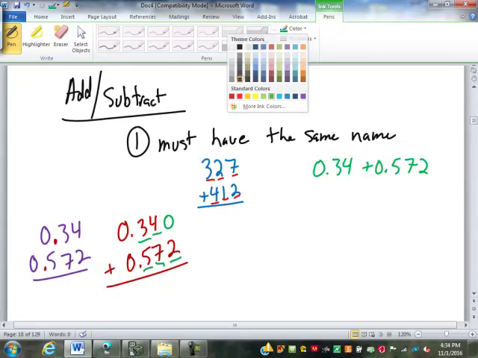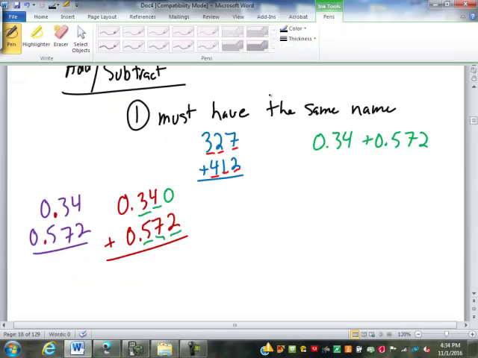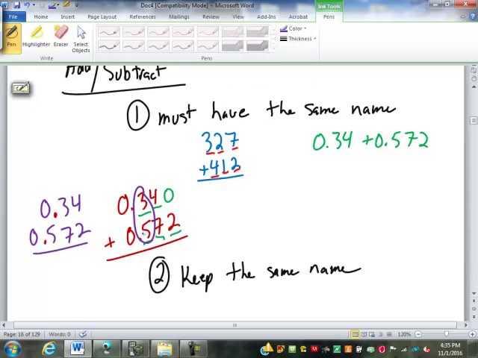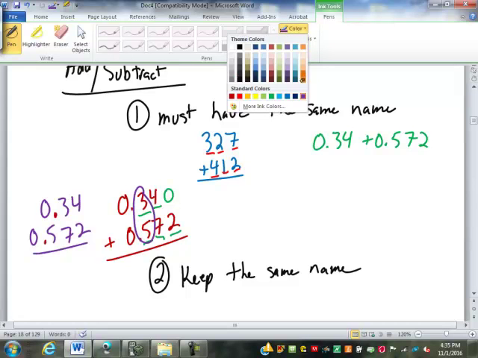The second unique thing that happens with addition or subtraction: we always combine the counts no matter what operation we're doing, but when we're dealing with addition and subtraction, we keep the same name. So what that means is this started out as tenths before we added. It's going to end up as tenths after we add. So let's take a look at that.